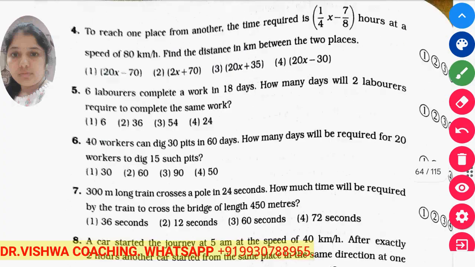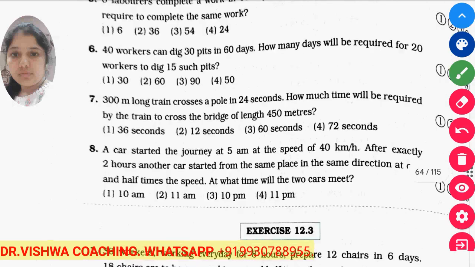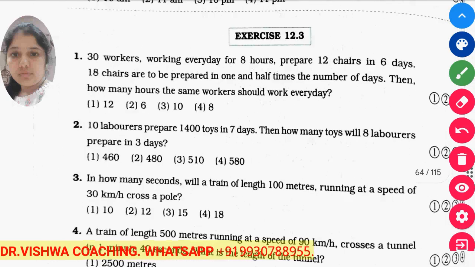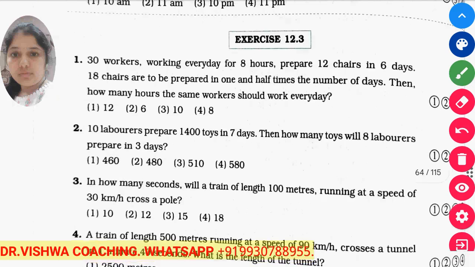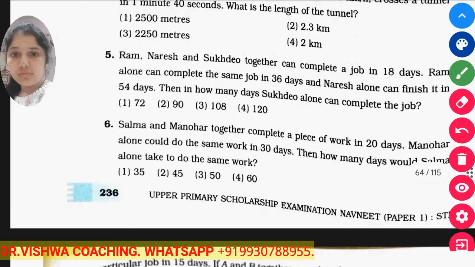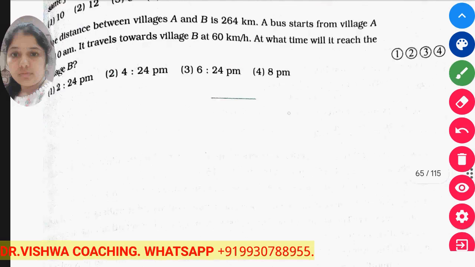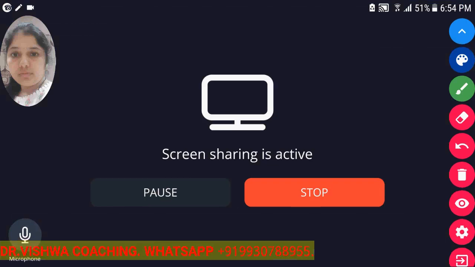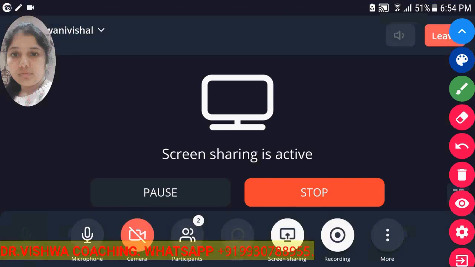Okay, now the same sums are there as we had solved, and in 12.3 also the same thing is given. So I hope you all understood the concept and you can solve the sums on your own. Now here I will take a break, and we will solve the sums in the next lecture. The next topic we will take in the next lecture.